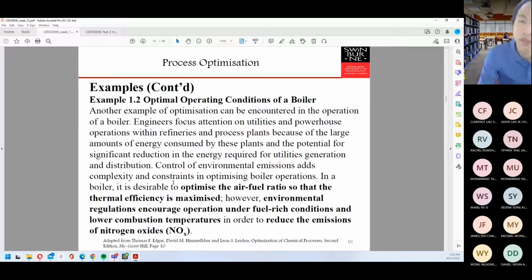Okay. Another example will be the optimal operating conditions of a boiler. Okay. So in the boiler, you have some variables to be played with. Meaning that you can play with the air to fuel ratio.